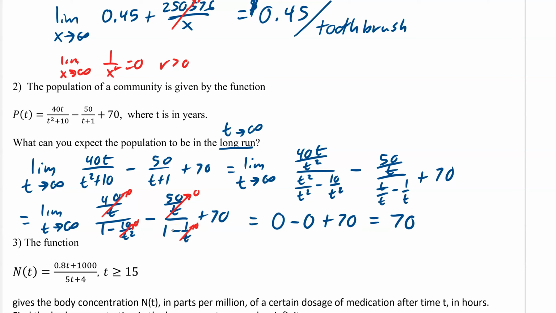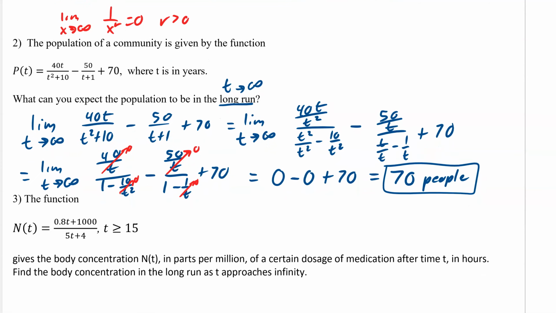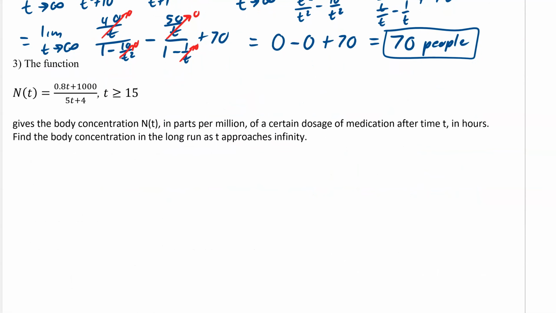Well, what does P represent? The population, so people. So we're seeing that this town is decreasing to 70 people. So that's it. It's going to eventually become 70 people. It's a prediction, approximation. That's it. All right. Last one is my favorite.